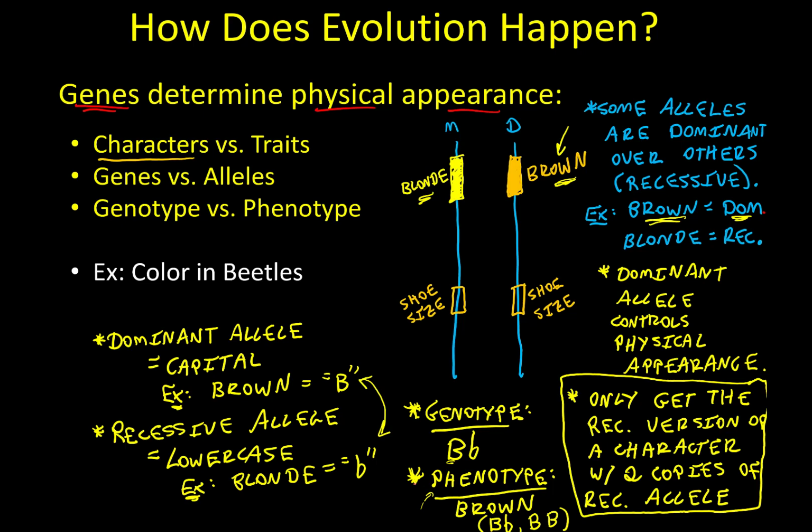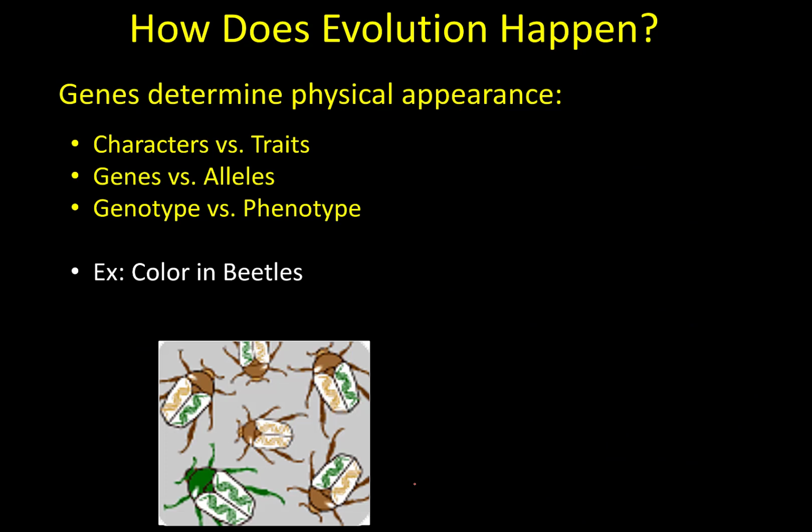Now, how does all this come together and help us understand evolution? It's going to be easiest to explain if I walk you through an example. We're going to talk about color in beetles. All right, imagine you've got this starter population of beetles. Some are brown, some are green. In fact, on this diagram, if you were to count up the individuals, you would find you've got 5 brown and 1 green.